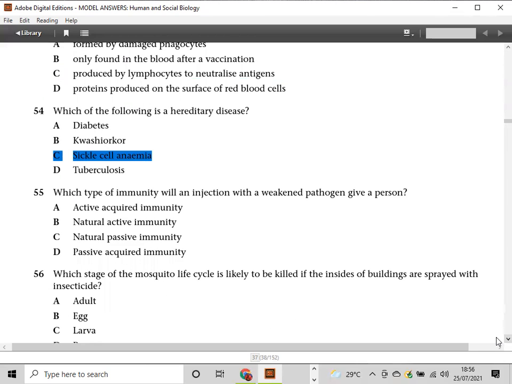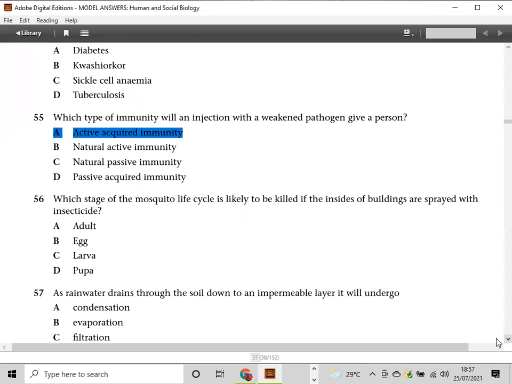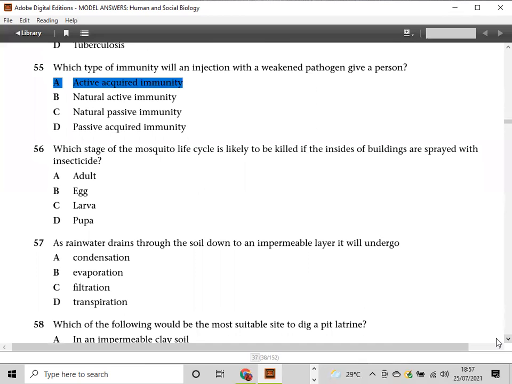Which type of immunity will an injection with a weakened pathogen give a person? And 55 is active acquired immunity. You know the difference between them, right? Yeah. 56, almost done. Which stage of the mosquito life cycle is likely to be killed if inside a building sprayed with insecticide? And that would be the adult. 57.